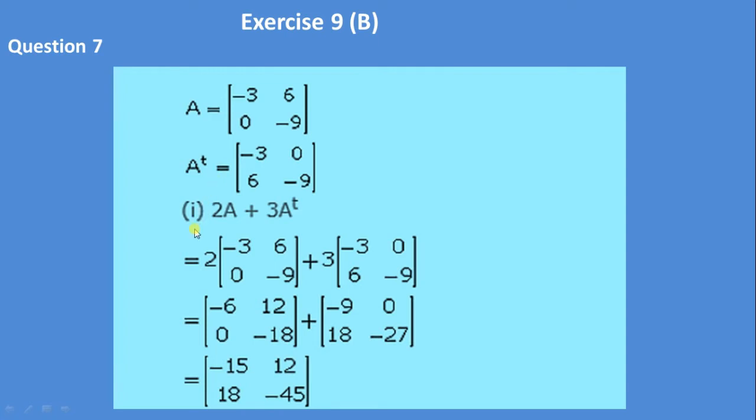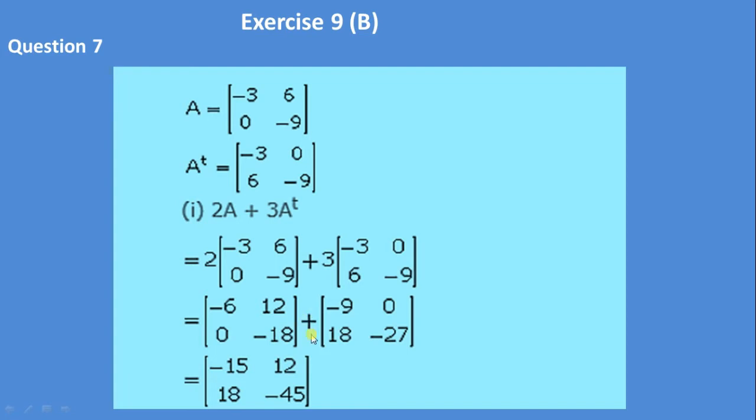In the first sub question, it is asked to calculate 2A plus 3A transpose. So 2 into matrix A: multiply the elements of matrix A by 2, and plus multiply the elements of the transpose of matrix A by 3, then add both the matrices by adding the corresponding elements. Let us proceed here. 2 into matrix A plus 3 into transpose of matrix A. Multiply the elements. 2 into minus 3 is minus 6, 2 sixes are 12, 2 zeros are 0, 2 into minus 9 is minus 18, plus 3 into minus 3 is minus 9, 3 zeros are 0, 3 sixes are 18, 3 into minus 9 is minus 27.